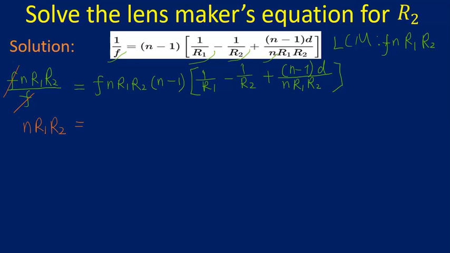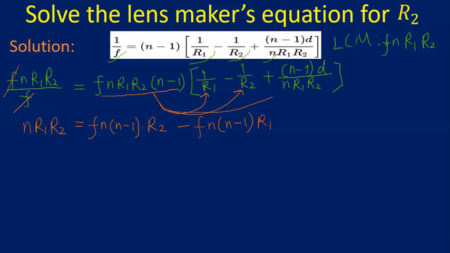For the right-hand side, we're going to distribute this quantity to the first term inside the parentheses, and we get, well, we're going to cancel R1, R1. So what's left is F n (n minus 1) R2. And then we're going to distribute to the second term inside the brackets. R2, R2 canceled, so we have negative F n (n minus 1) R1. Next, we're going to distribute to the third term inside the brackets. Obviously, n, R1, R2 canceled. So what's left is F times (n minus 1) squared times d.